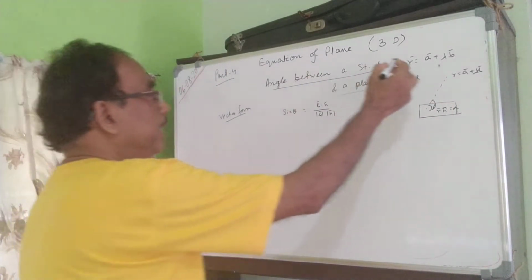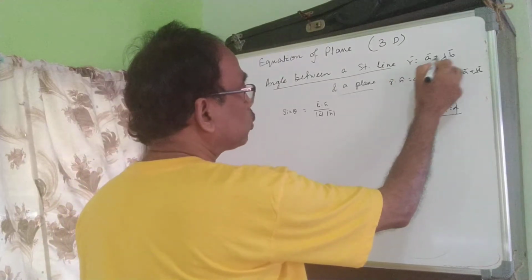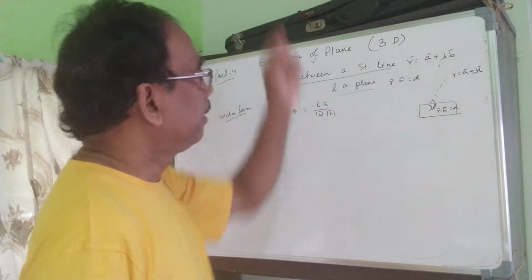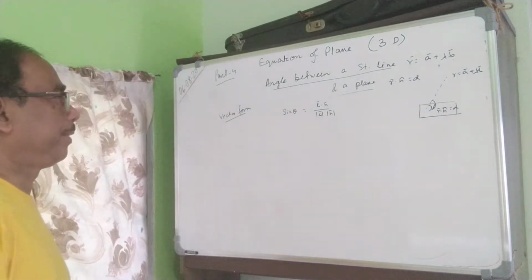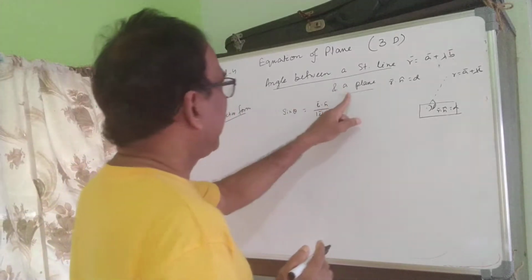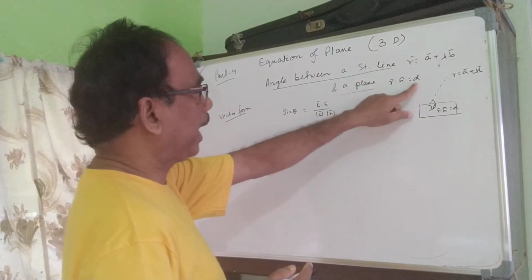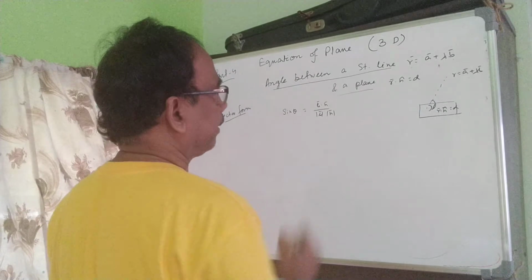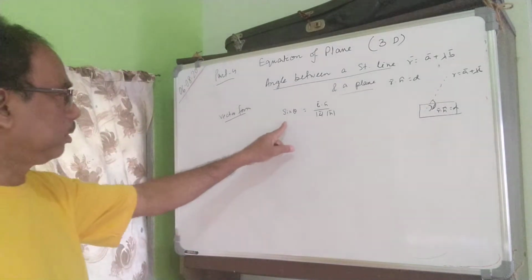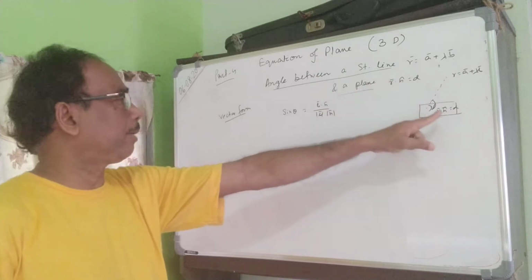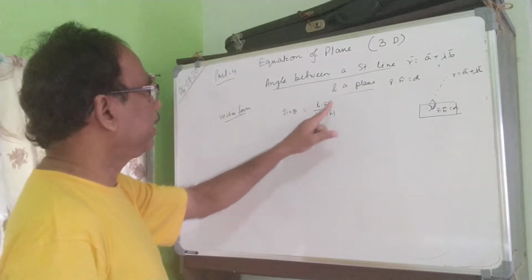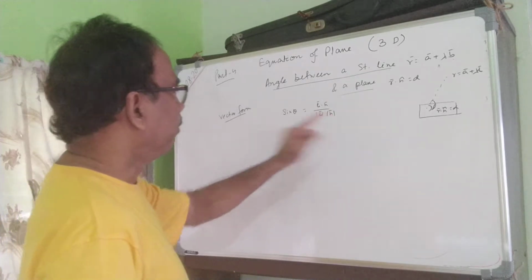So here the equation of a straight line is r equals a plus lambda b, where a is a point and b is the direction vector, and the equation of a plane is r dot n cap equals d. That, in vector form, the angle between a straight line and a plane is sine theta equals b dot n by mod b mod n.